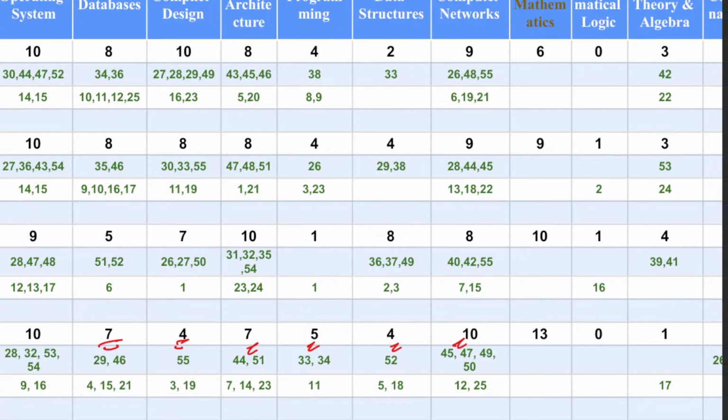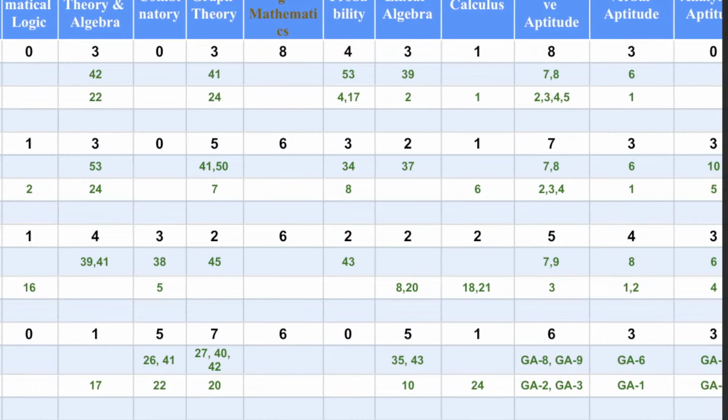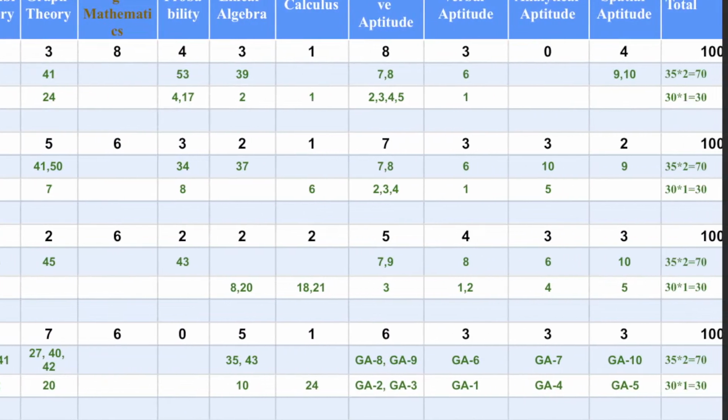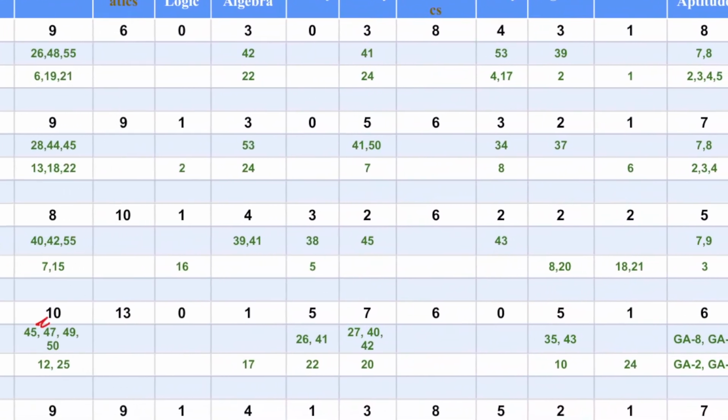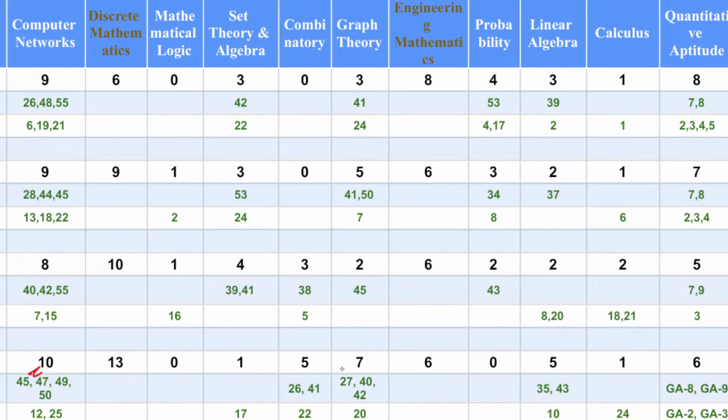10 marks were of computer networks. And after that, yeah, this one. So discrete mathematics 13. After that, engineering mathematics is 6 marks. All these 3 subjects included. After that, aptitude is there, verbal is there, and some of the aptitude is there. So 35 came for 2 marks and 30 for 1 mark. So this is the proportion, everyone.